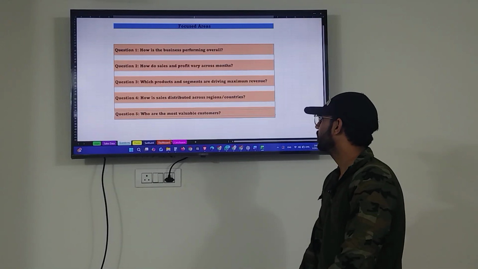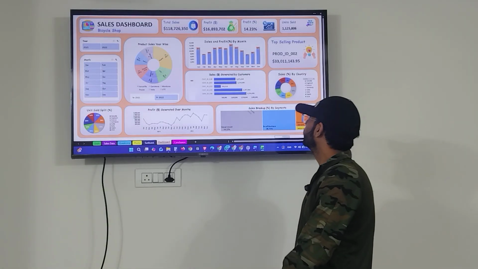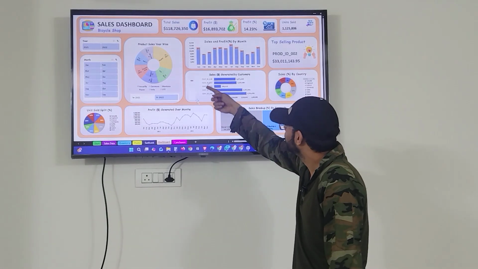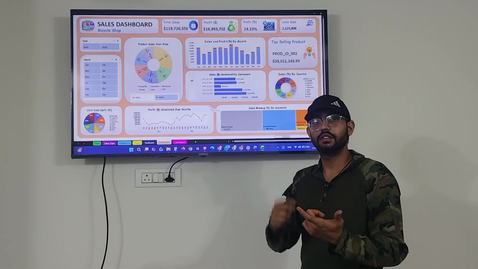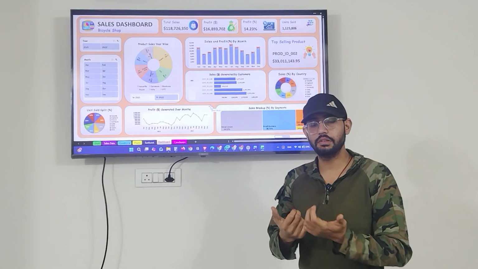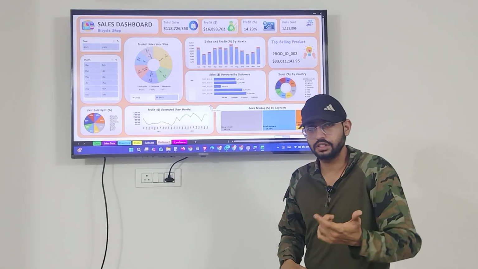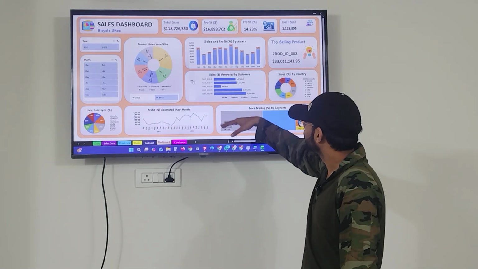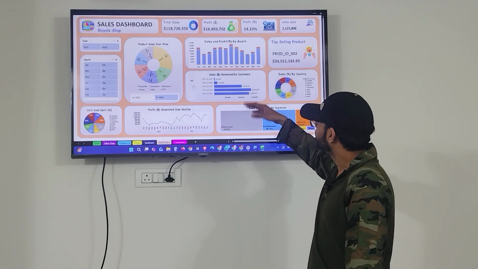Who are the most valuable customers for us? Here is our data for the customer generated sales. Most valuable customer means which customer generated the maximum sales for us. So here is the slider. You can use this slider to check that it will be changing.